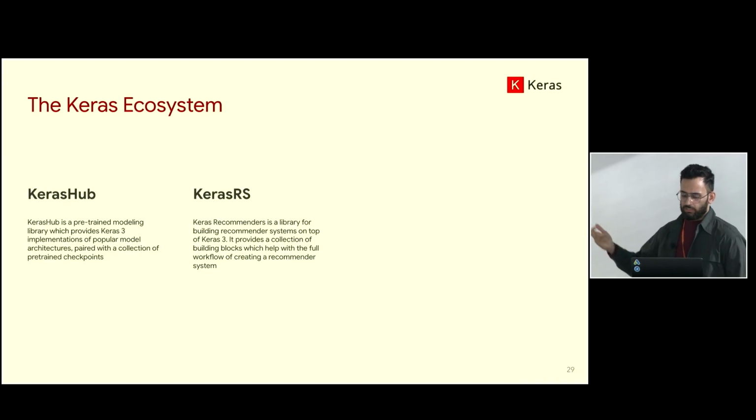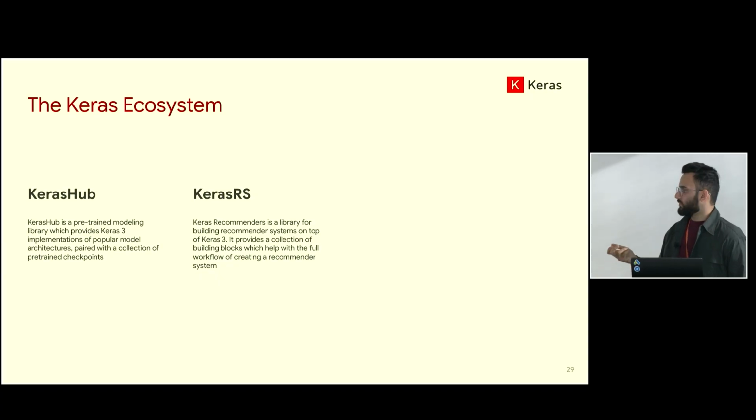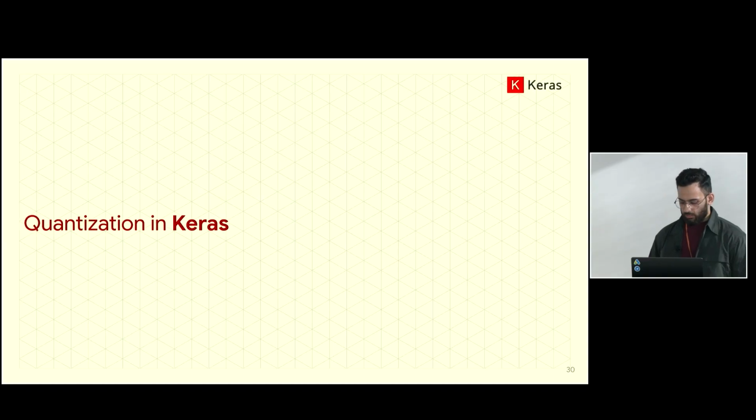And then you have Keras RS, which is a recommenders library, which has the building blocks you require to build recommender systems on top of Keras 3. So it provides those building blocks in terms of layers and other infrastructure, which can actually help you create Keras-based multi-backend recommender systems. So how do you actually do quantization in Keras?